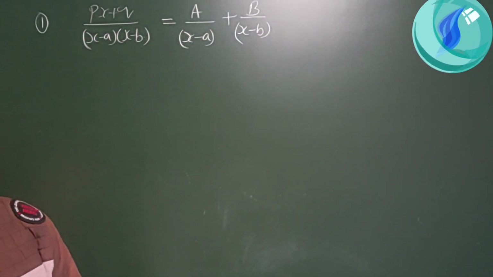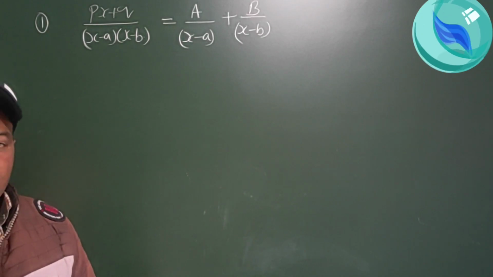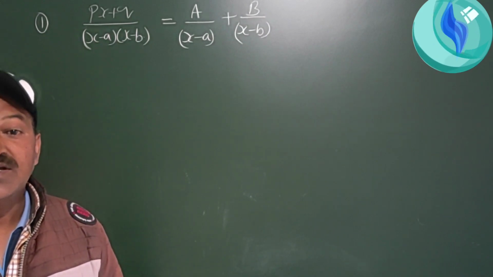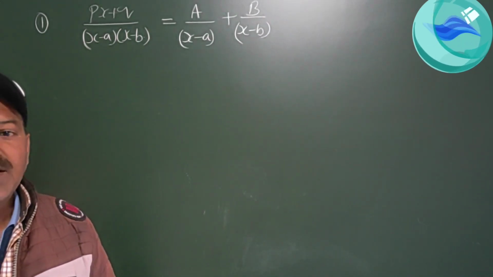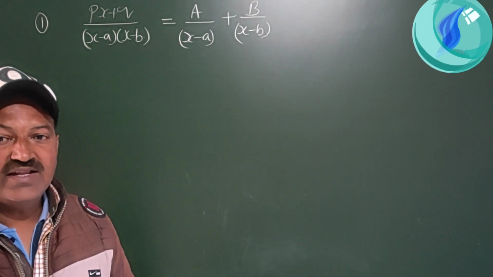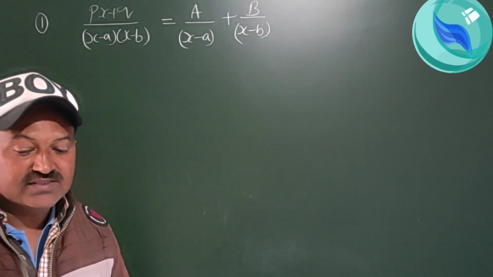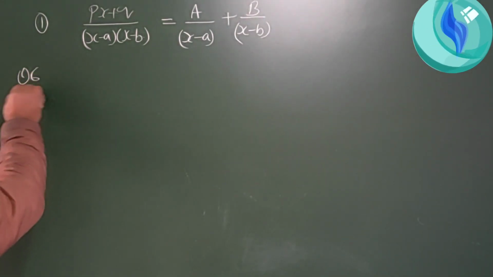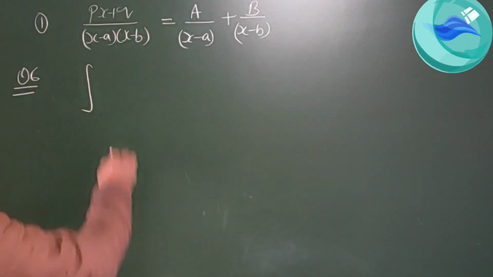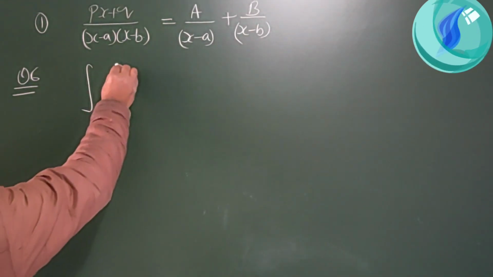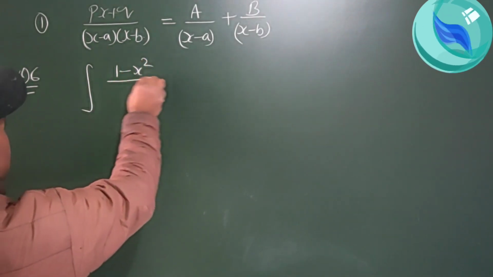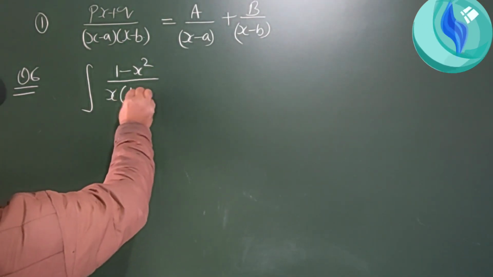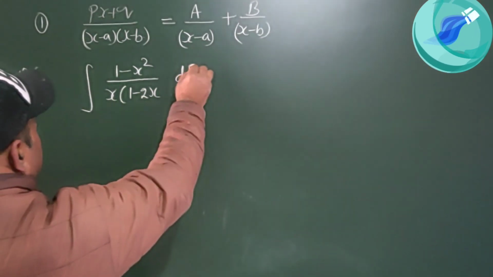And today we will discuss one of the important applications in which the degree of the numerator is equal to or greater than that of the denominator. And that is question number 6, exercise 7.4. Integrate (1 minus x square) upon x into (1 minus 2x).